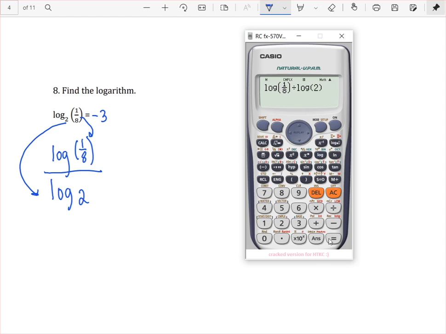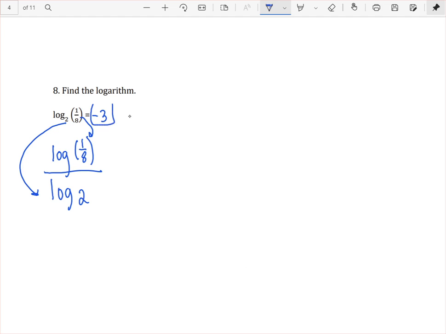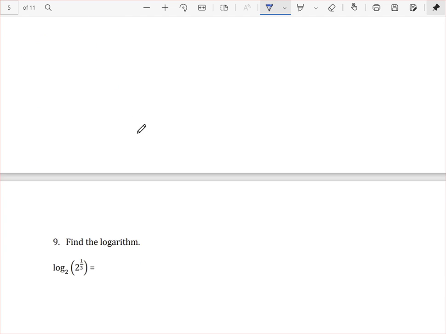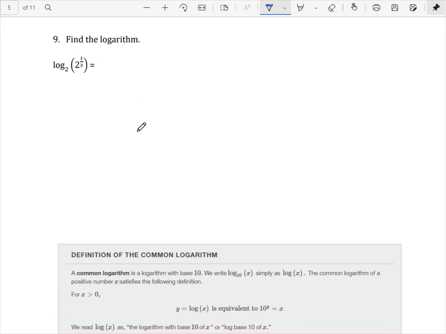And you still get the same answer. And that's if you don't have the Casio. If you have the Casio, you can just type it in that corner button. The same thing with something like this.